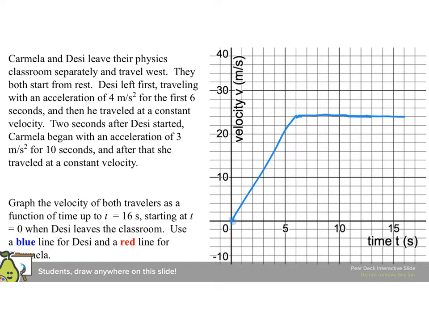Let's talk about Carmela. Carmela waits 2 seconds and then has an acceleration of 3 for 10 more seconds. So her first 2 seconds, she has 0 velocity. She's still at rest. And then she gains 3 meters per second for each of 10 seconds. So after 10 more seconds, which is 12 seconds on the clock, she's at 30. So she should do something like this. And then she travels at constant velocity. So we get this. This is Carmela. This is Desi. And they end up something like that.